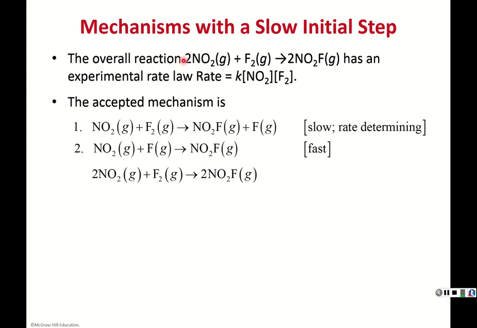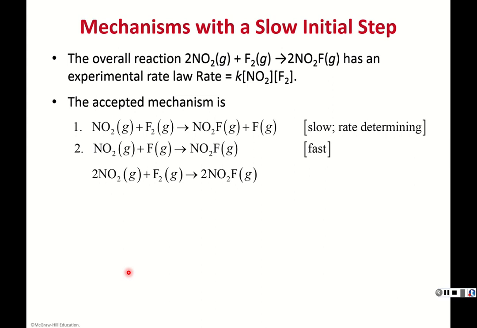So let's look at a mechanism now that has a slow initial step. Our overall reaction is 2NO2 plus F2 goes to 2NO2F. The experimental rate law is rate = k[NO2][F2]. The accepted mechanism is a two-step process. The first is NO2 reacting with F2 to produce one molecule of our product plus an F. And then our second step is another molecule of NO2 reacting with this F, this intermediate, to form our second molecule of product.